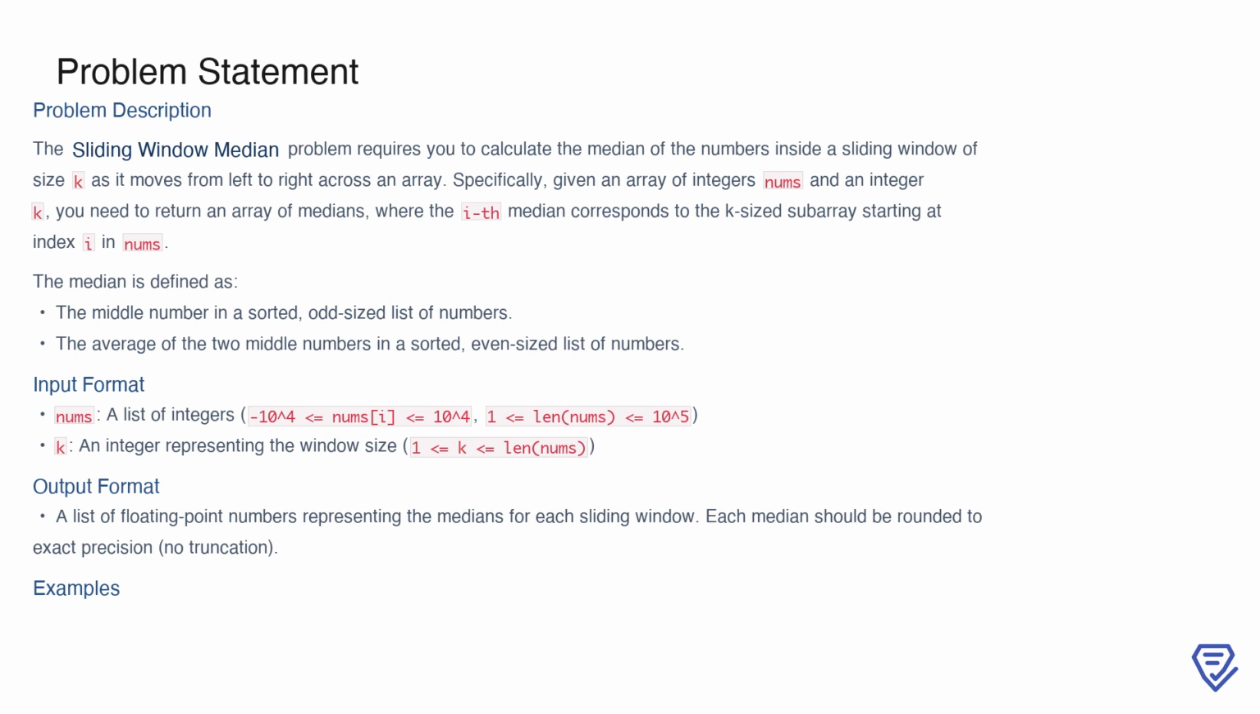Now, the median is defined differently based on the number of elements. If the list has an odd number of elements, the median is the middle value when sorted. If the list has an even number of elements, the median is the average of the two middle numbers when sorted.